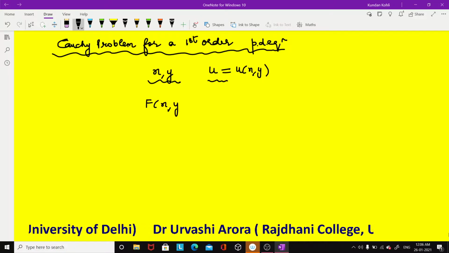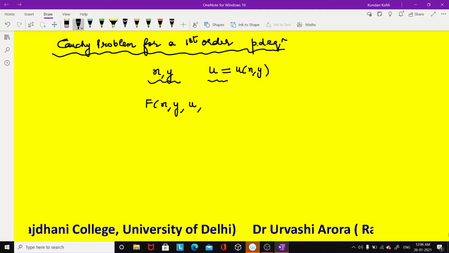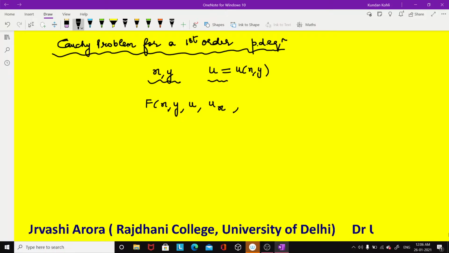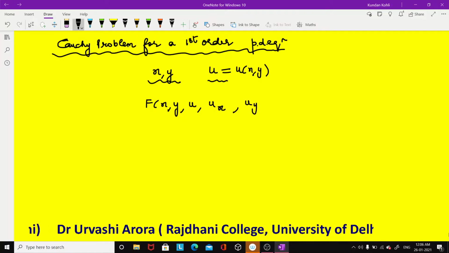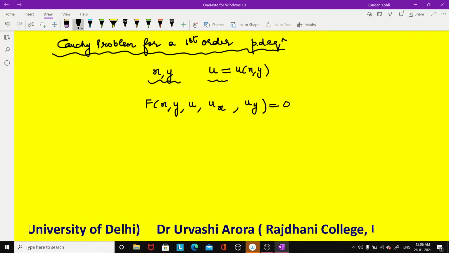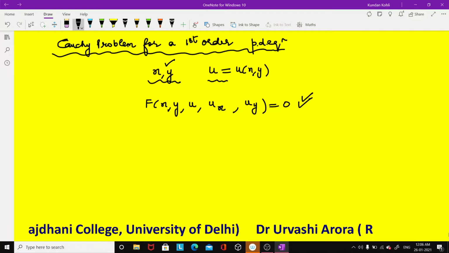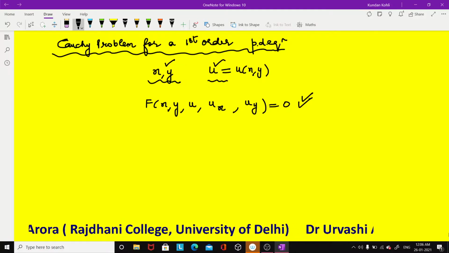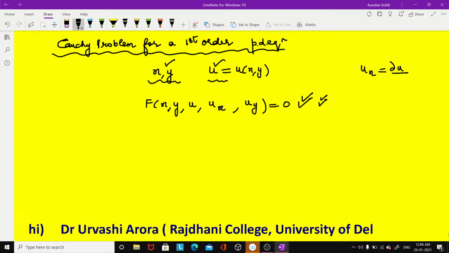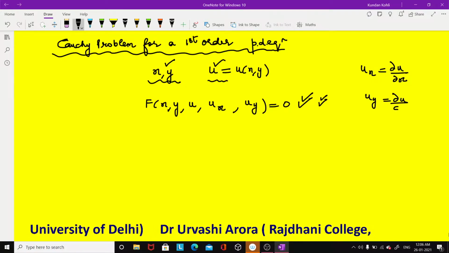It is some function involving the independent variables x and y, the dependent variable u, and the first order partial derivative of u with respect to x, which we denote as ux, and the first order partial derivative of u with respect to y, which we denote by uy. So a general first order partial differential equation in two independent variables x and y and one dependent variable u looks somewhat like this, where, as I said before, ux is the first order partial derivative of u with respect to x and uy is the first order partial derivative of u with respect to y.